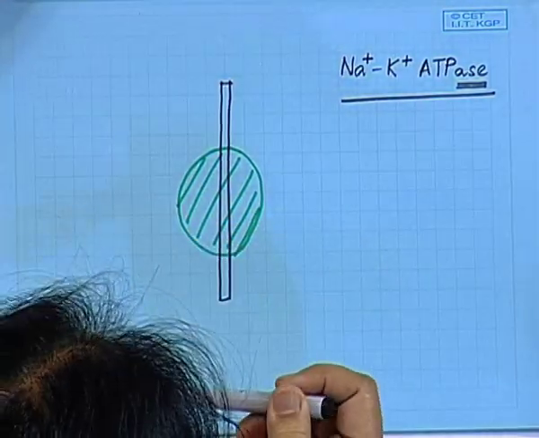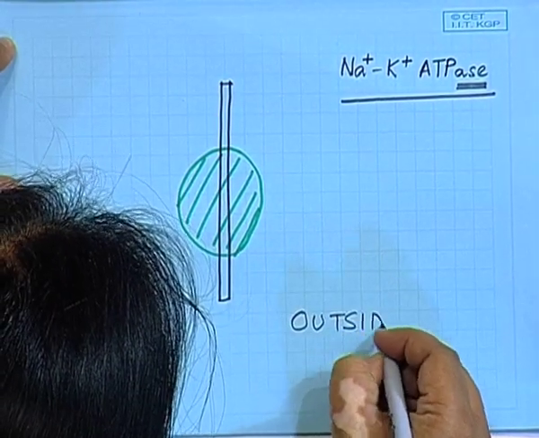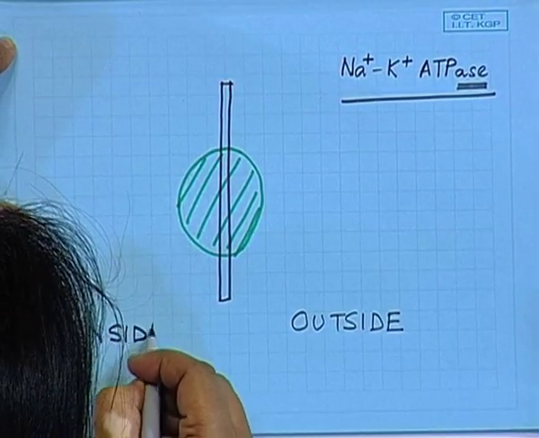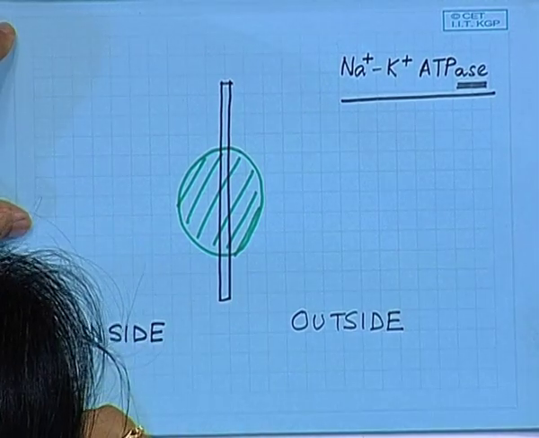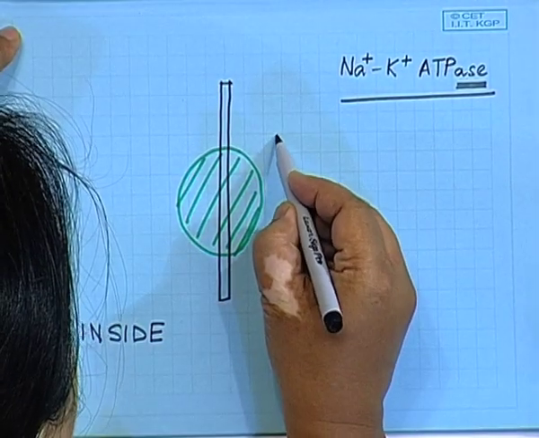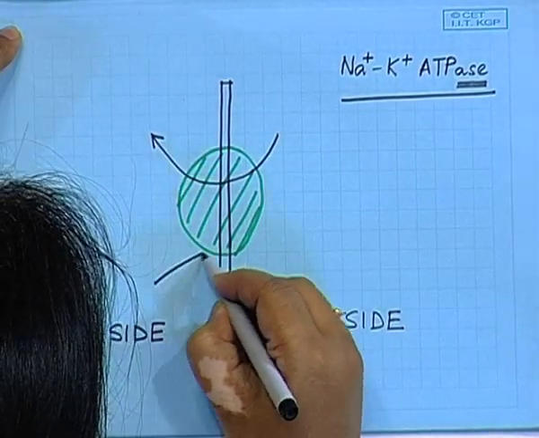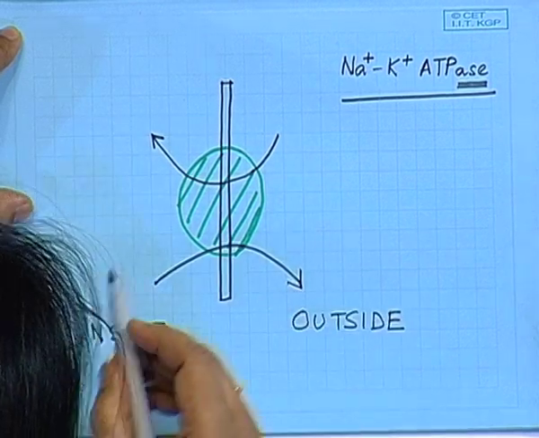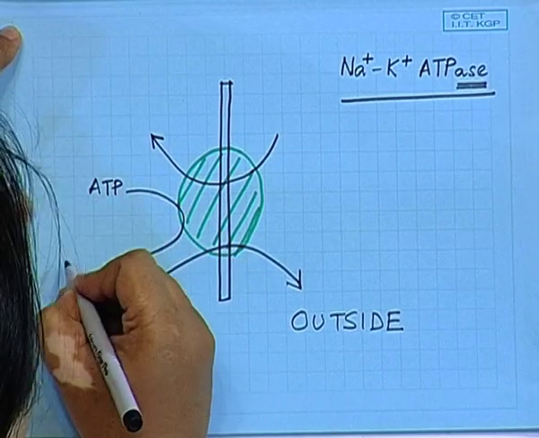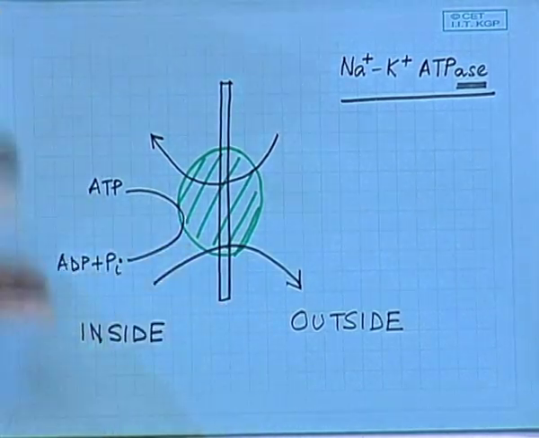What happens is, if this is the outside and this is the inside, there is a certain gated channel here, and we have ATP hydrolysis, because this has to be driven. It is an ATPase pump. So, we have ADP. We will be studying all this when we do bioenergetics in more detail.